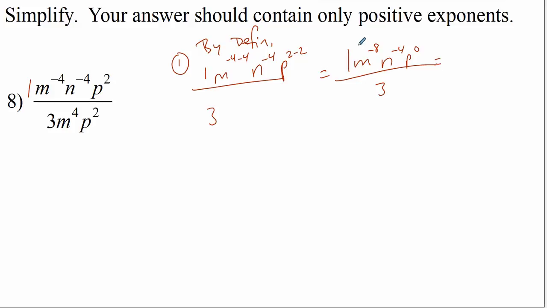Well, what is now my answer? This is negative, this drops. This is negative, this drops. So my denominator is 3m to the 8, n to the 4. That 1 is still up there.